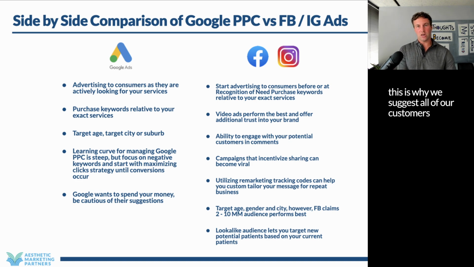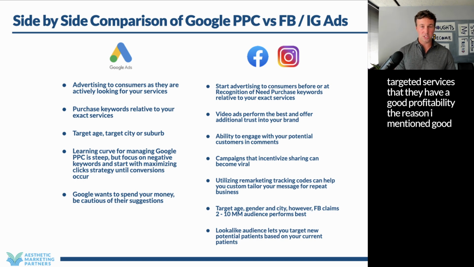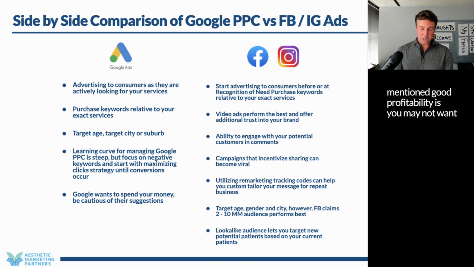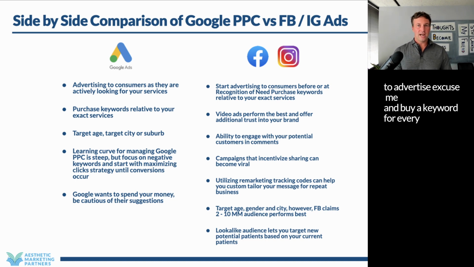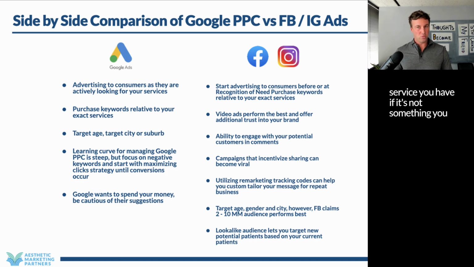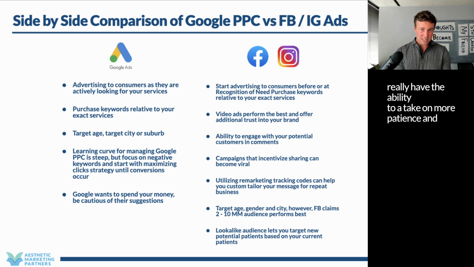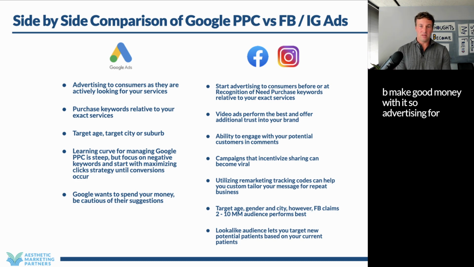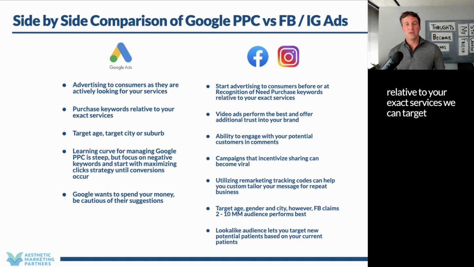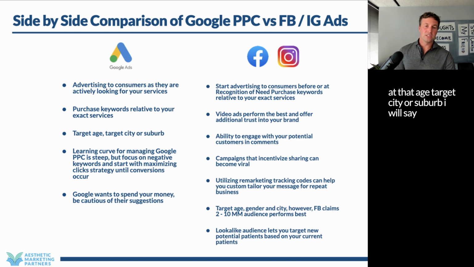This is why we suggest to all of our customers to have Google pay-per-click ads running for their targeted services that have good profitability. The reason I mentioned good profitability is you may not want to buy a keyword for every service you have if it's not something you have the ability to, A, take on more patients, and B, make good money with. So advertise to consumers that are actively looking for your profitable services. Purchase those keywords relative to your exact services. You can target age, target city or suburb.